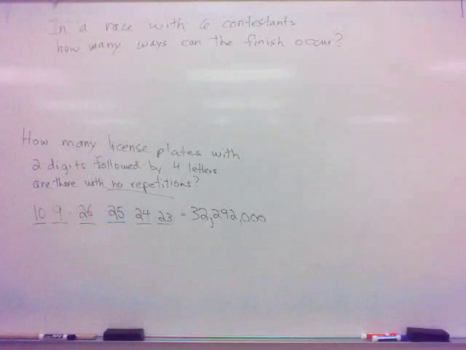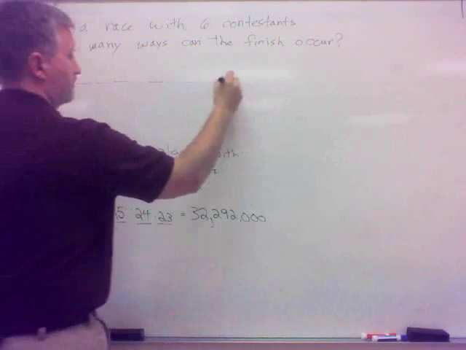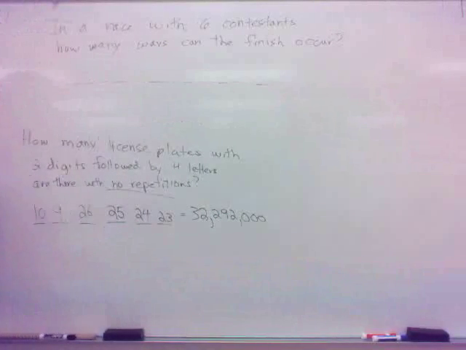Race, it's got 6 contestants. How many ways can our finish occur? No ties, so we've got first through 6th place, basically, right? So we've got one blank for each place: first, second, third, fourth, fifth, and 6th place. Everybody's going to place. All right, so how many ways can first place occur?